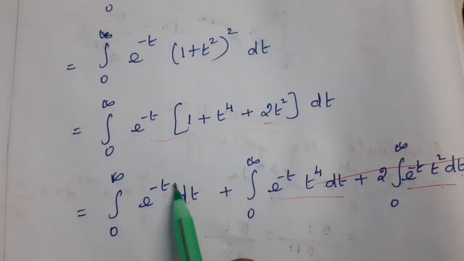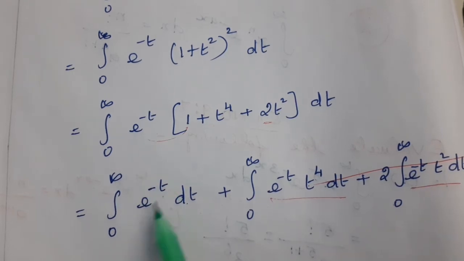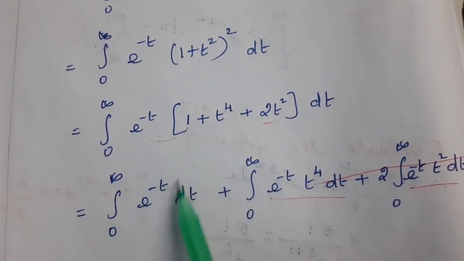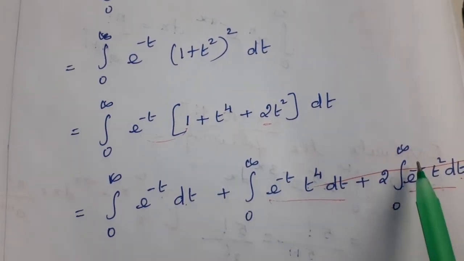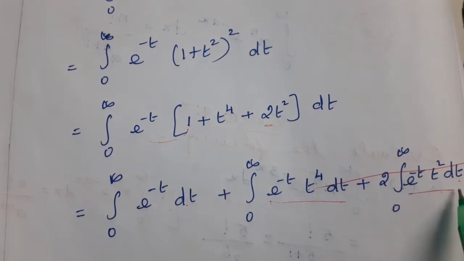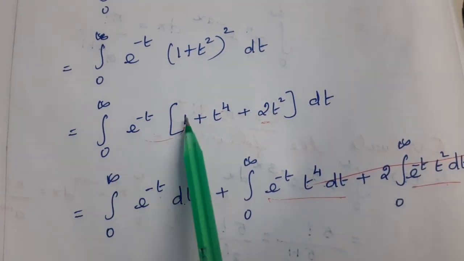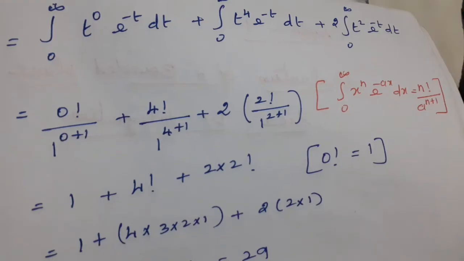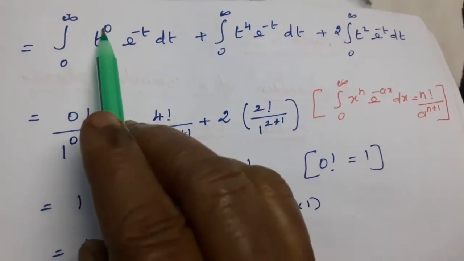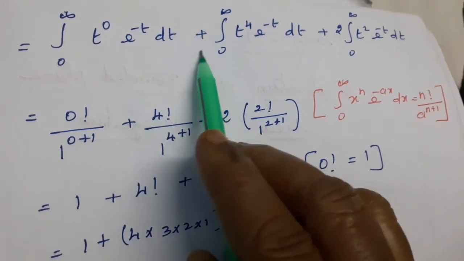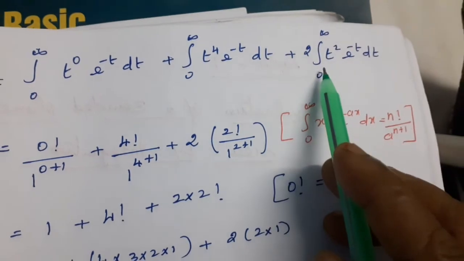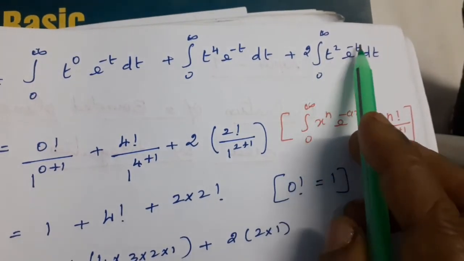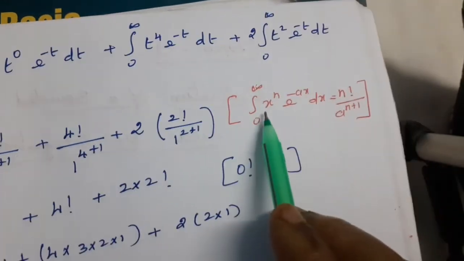Now, the integral of 0 to infinity e power minus t dt, plus the integral of 0 to infinity e power minus t into t power 4 dt, plus 2 into the integral of 0 to infinity t square e power minus t dt. We split it into 3 integrals: the integral of 0 to infinity t power 0 e power minus t dt, plus the integral of 0 to infinity t power 4 e power minus t dt, plus 2 into the integral of 0 to infinity t square e power minus t dt.